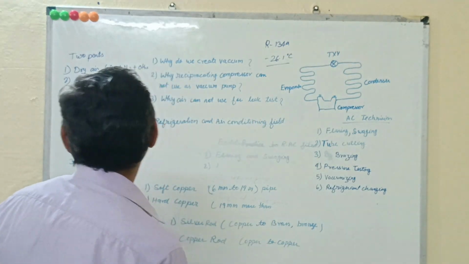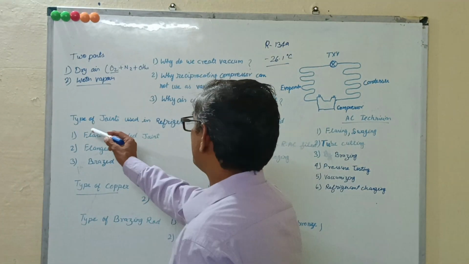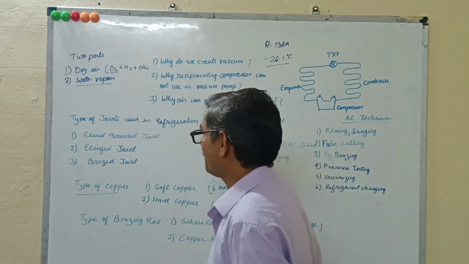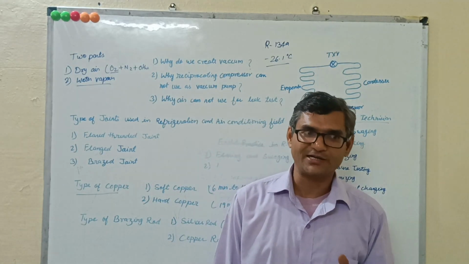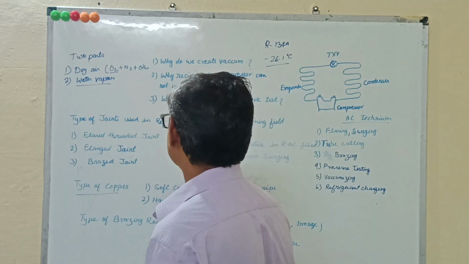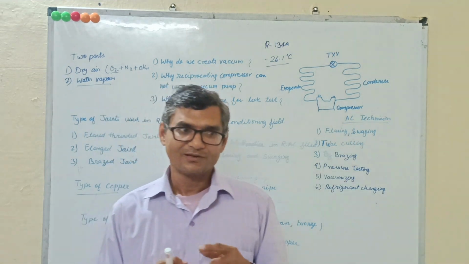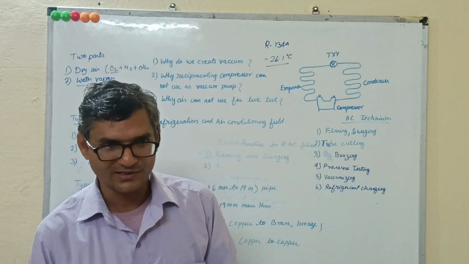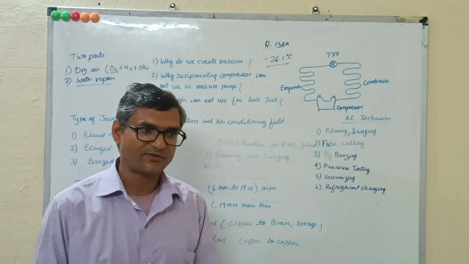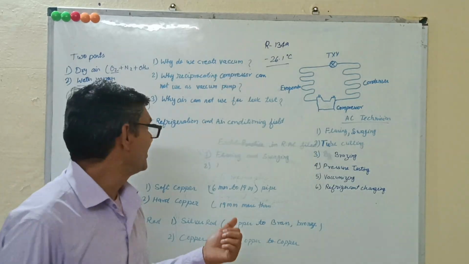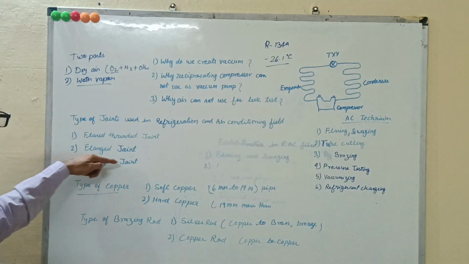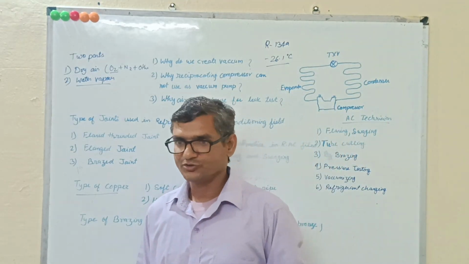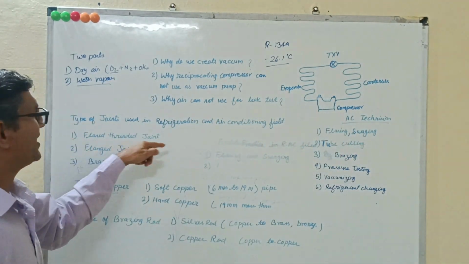Okay, next I am coming to the types of joints used in the refrigeration and air conditioning field. How many types of joints are we using? We are using threaded joints, but they have more leakage chances. Sometimes if we use Teflon and it is cut, then leaks will come. Next, flange joints. Flange joints are very effective compared to flared joints.